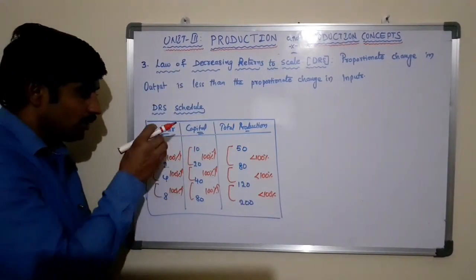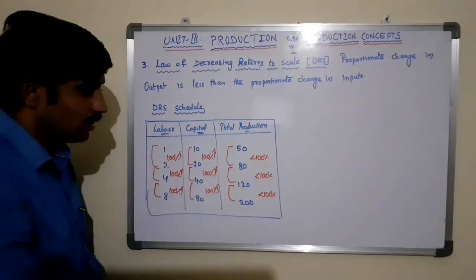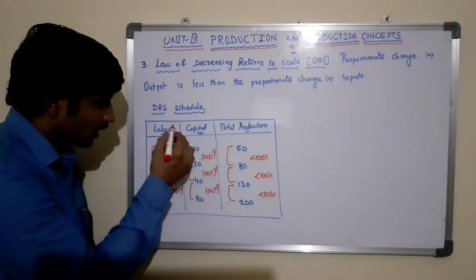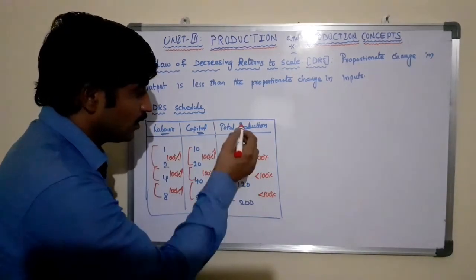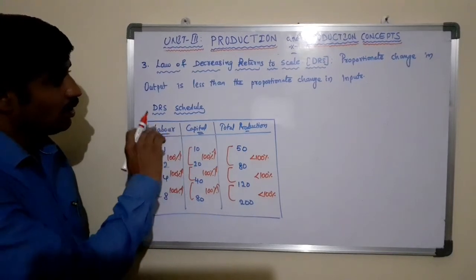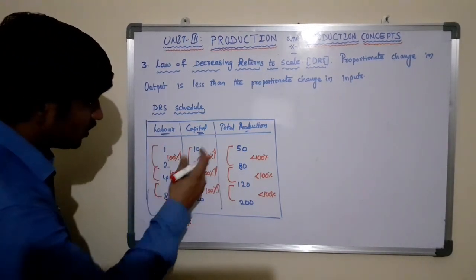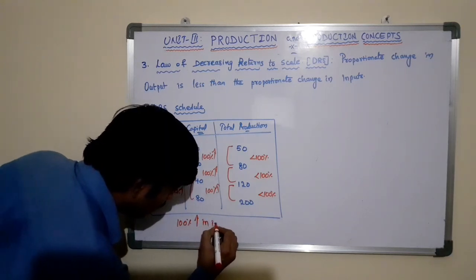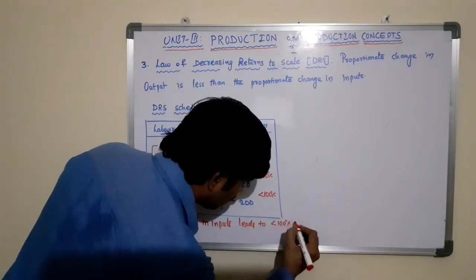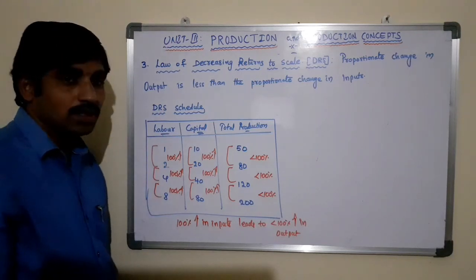Here, as you increase the labor and the capital, the total production is increasing but at a decreasing rate. This is the situation we call the law of decreasing returns to scale. A 100% increase in capital and a 100% increase in labor lead to less than a 100% increase in the total production. Here, what is the behavior of the inputs and the output? A 100% increase in inputs leads to less than a 100% increase in total production. This is known as the law of decreasing returns to scale.